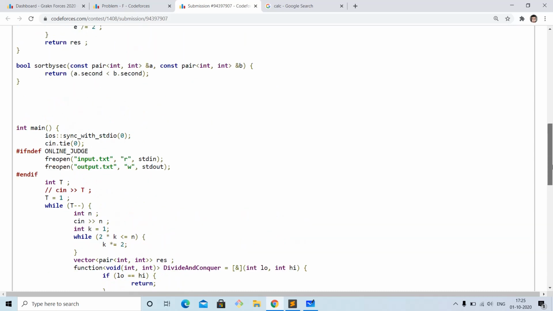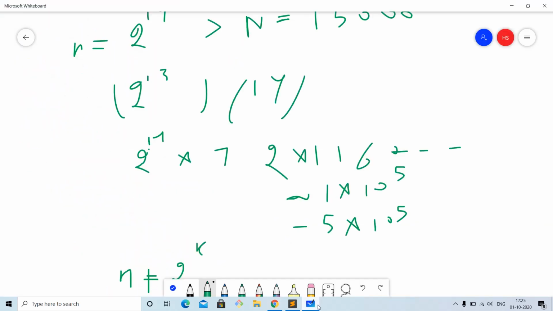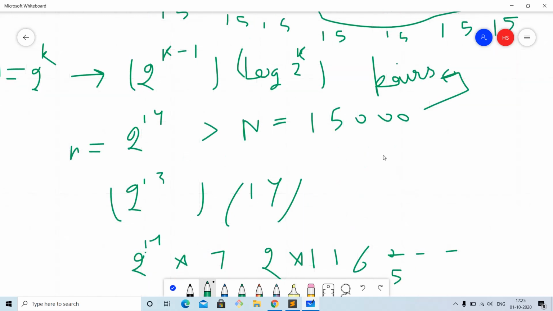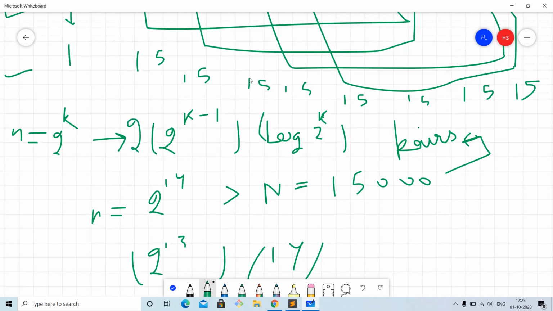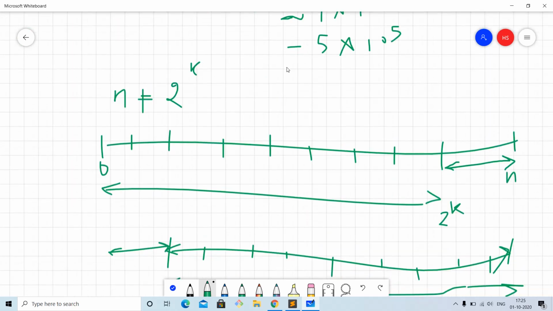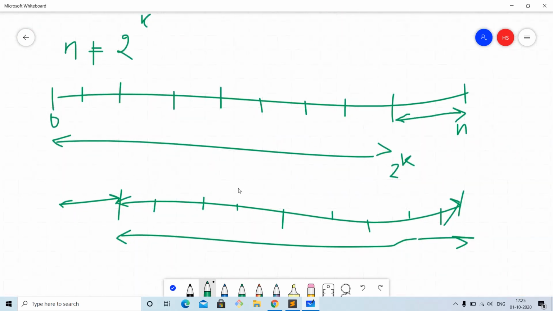I hope you understand some part of it, and the complexity as well. That is the most important thing, that is 2 to the power k minus 1 times log of 2 to the power k. The worst complexity will be two times that, because we might have to do this again for another segment, so that we can make all the numbers similar numbers.